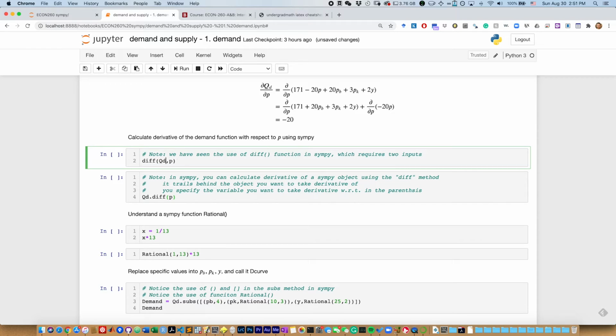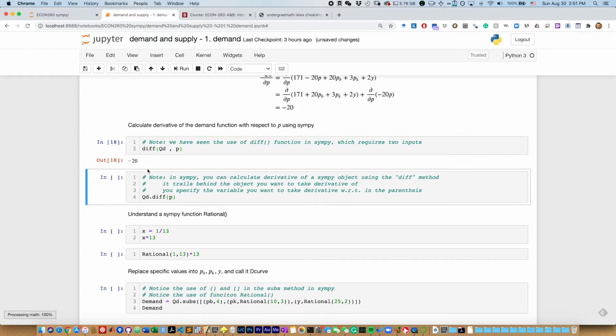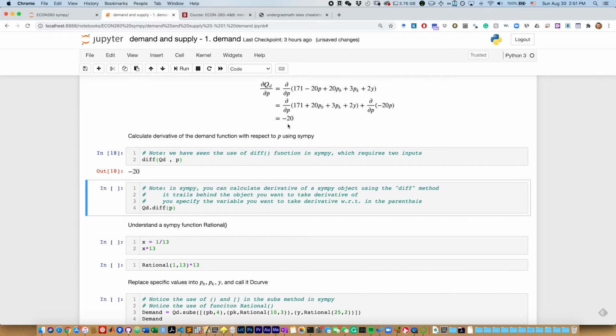And in Python, it doesn't matter if I add spaces between these inputs, it will be evaluated identically. So I can run this cell, and it's going to be minus 20, exactly the same answer we received by calculating it by hand. That's quite reassuring.